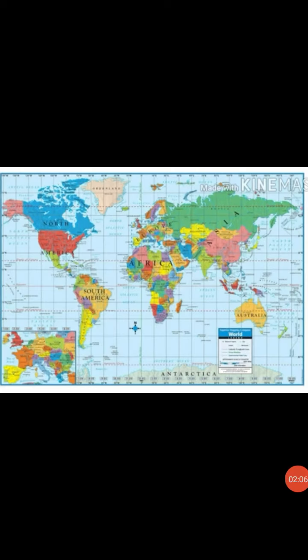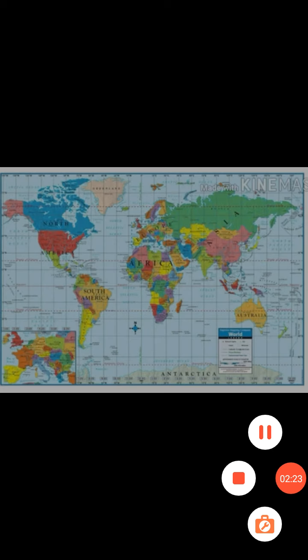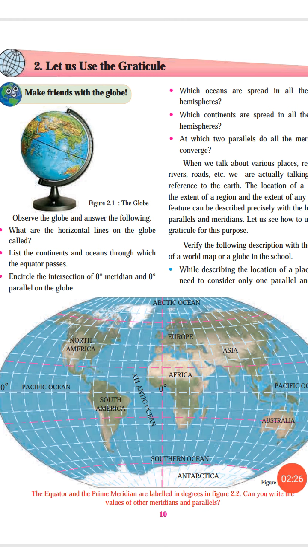So let's see how to use the graticule for this purpose. Now students, let us do one activity. Take out your textbook, open page number 10 and see figure number 2.2. This figure is also in your textbook. The equator and the prime meridian are labeled in degrees in figure 2.2. Can you write the values of the other meridians and parallels?